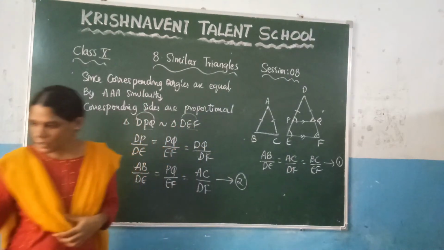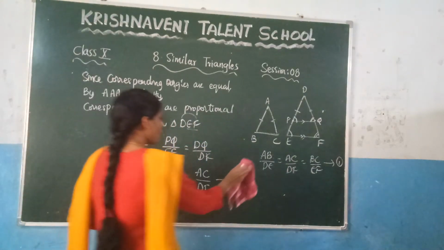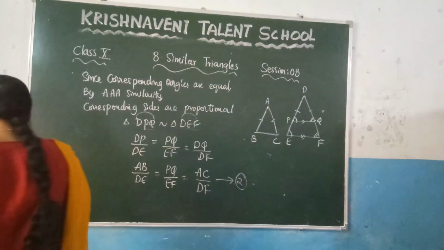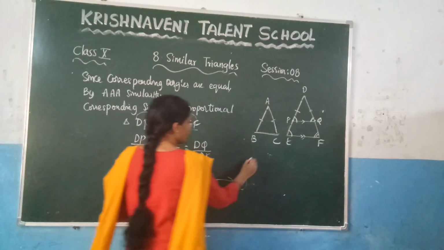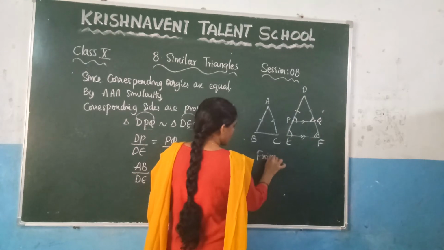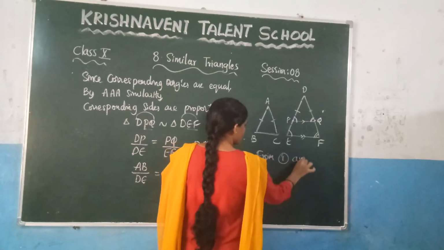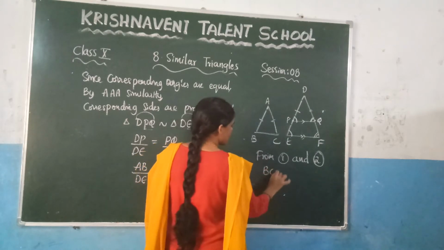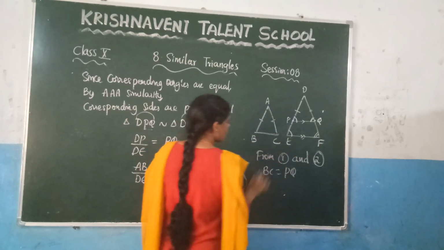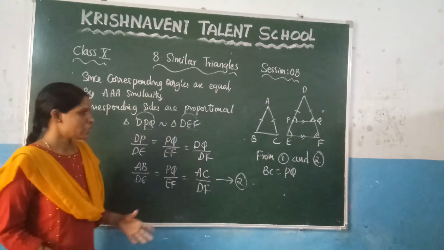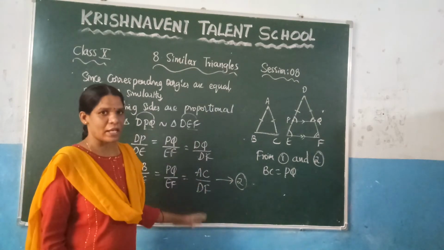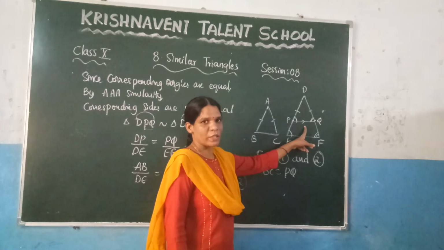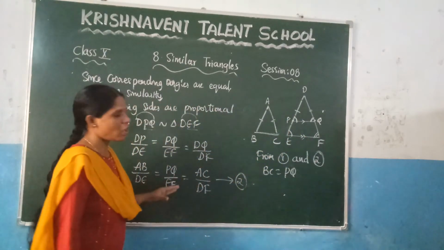So now write it here. After comparing the equations 1 and 2, so here from 1 and 2, what did we get? We got BC is equal to PQ. This is what we need to prove. Just now at the starting only I have told what we need to prove. We need to prove BC is equal to PQ. For that reason we have done all these things.